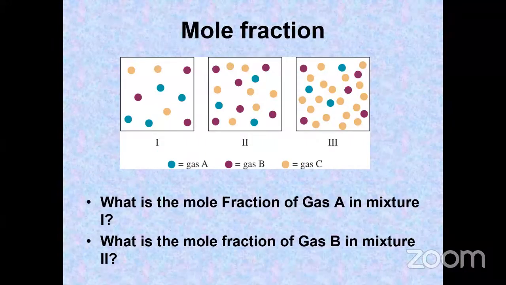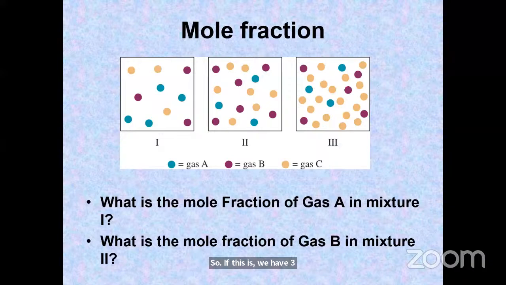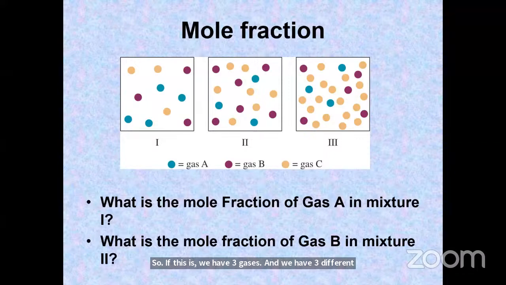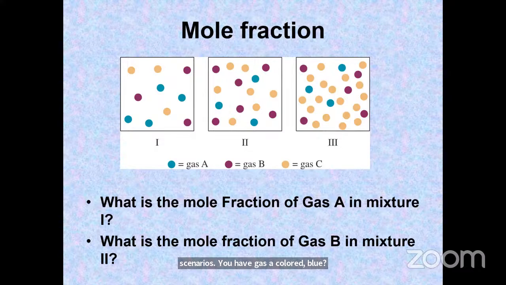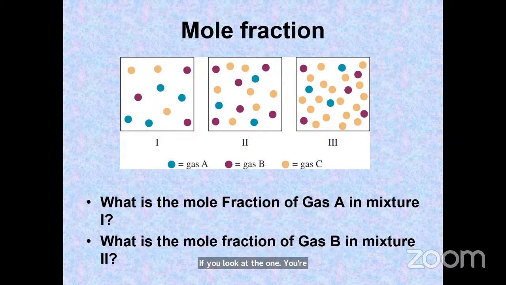So this is trying to illustrate to us, we have 3 gases and we have 3 different scenarios. You have gas A colored blue, gas B colored, is it wine or purple, and gas C colored orange. So in each of these containers, they will be exerting different pressure. So we could actually calculate the mole fraction in each of them. If you look at the first one, you can calculate the mole fraction. It's just like a child's play in this case.